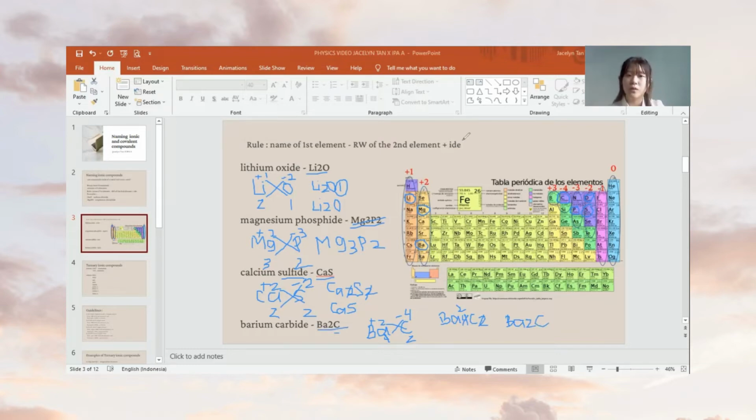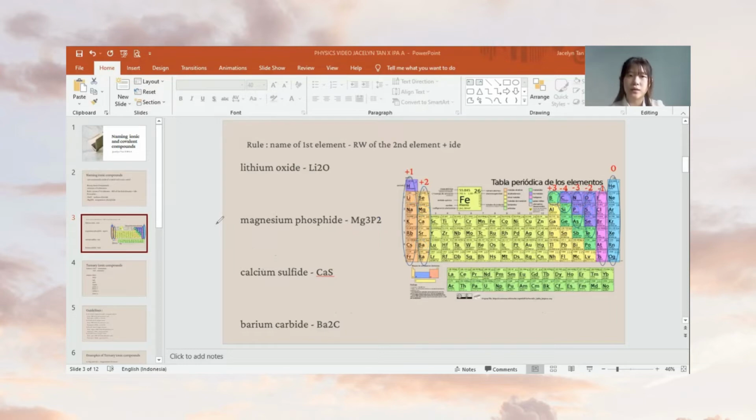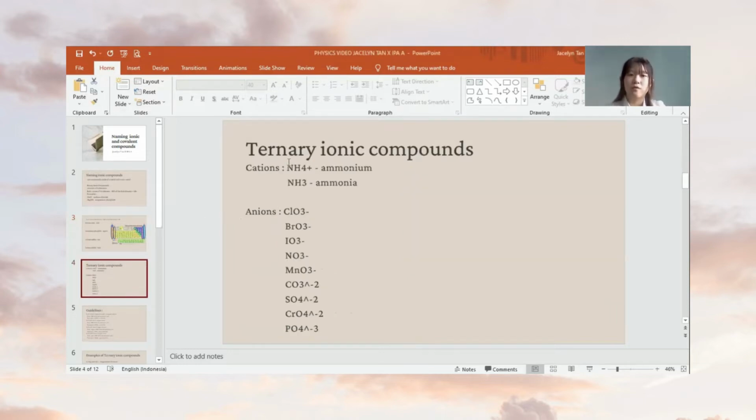Okay. So next we have ternary ionic compounds. So we have cations and anions. Cations are positively charged. So examples, we have NH4 plus, which is ammonium, and NH3, which is ammonia. For anions, it is negatively charged.